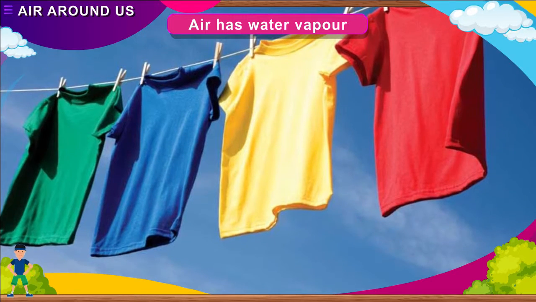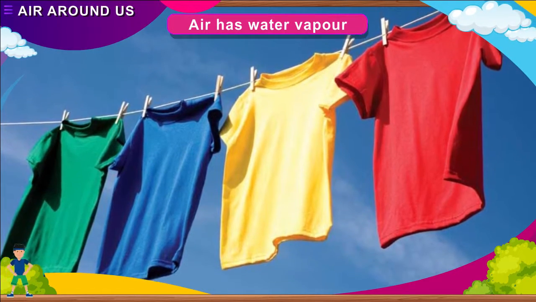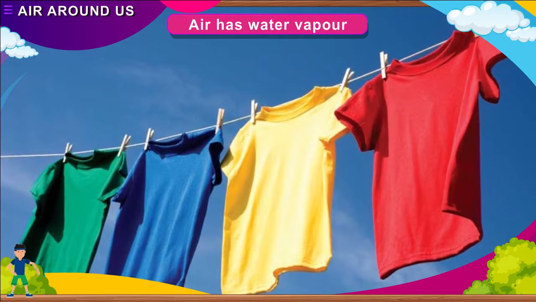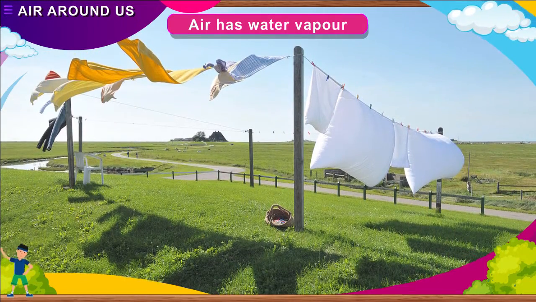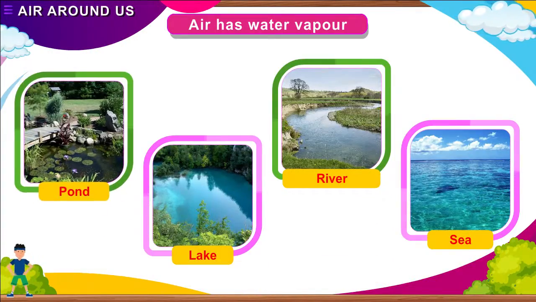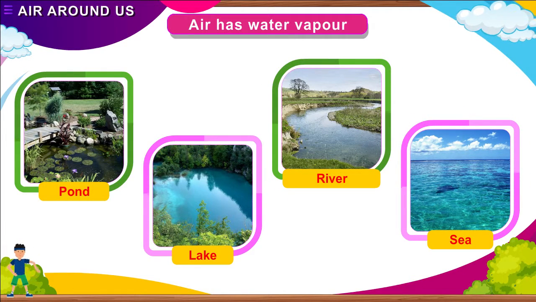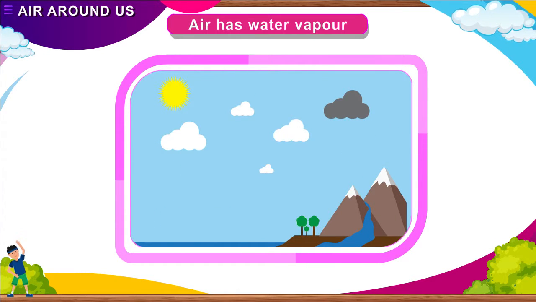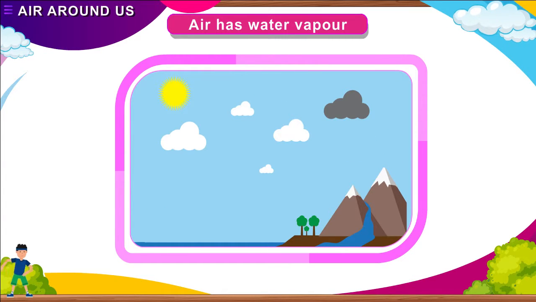We dry out wet clothes in the sun. The heat from the sun changes the water present in the wet clothes into water vapor. This water vapor mixes with the air. Similarly, water from ponds, lakes, rivers and seas is turned into water vapor by the heat of the sun. It then becomes a part of the air. So, we can say, air contains water vapor.